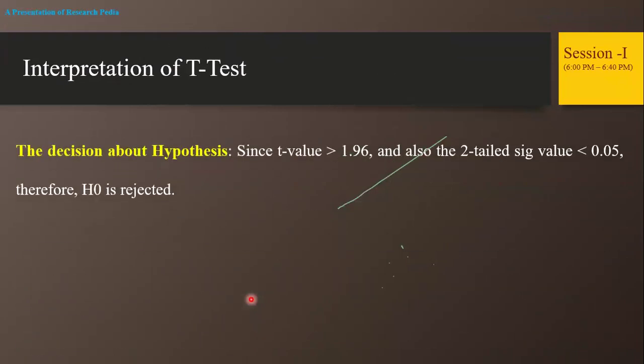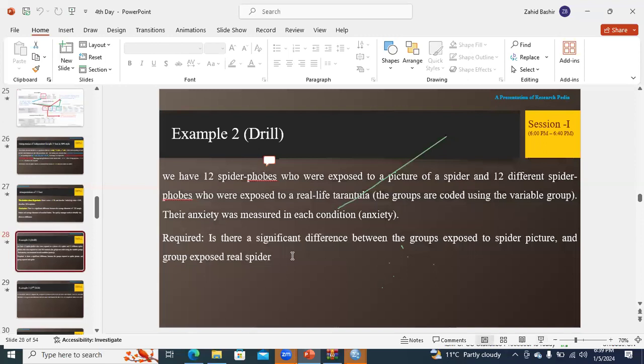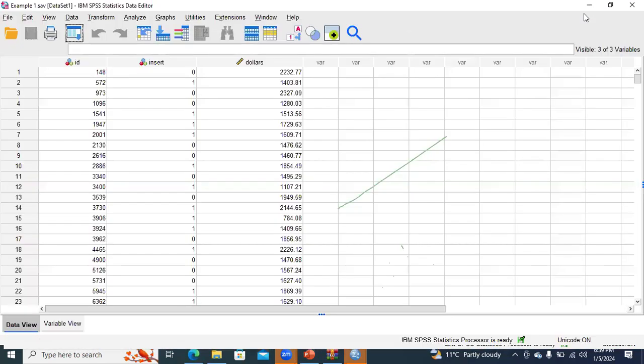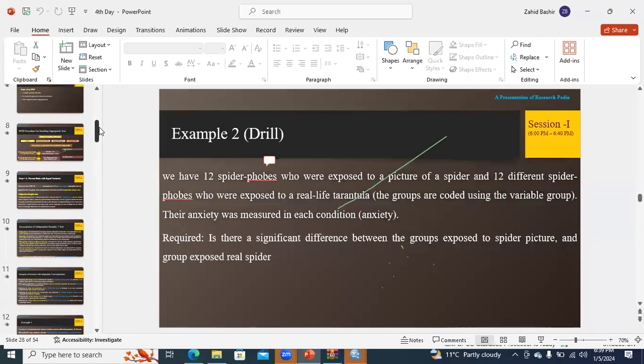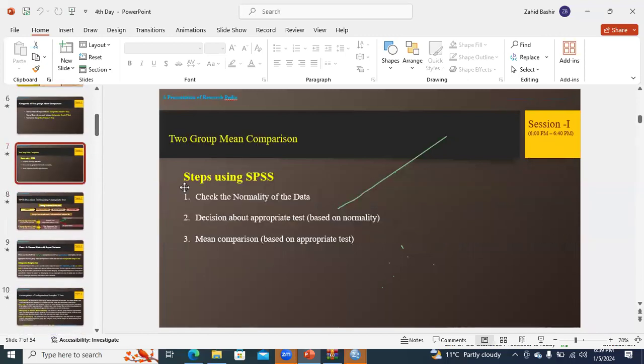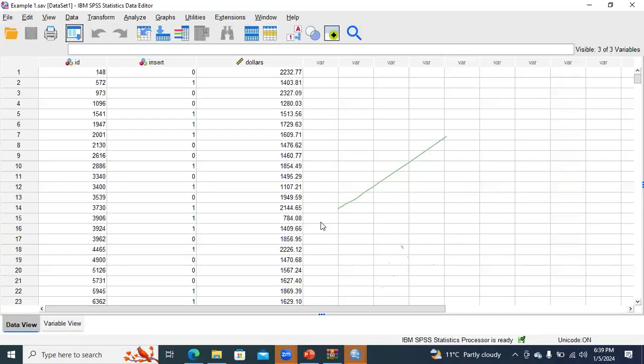Next we will consider the next example. But before that, I would like to do the whole procedure in front of you, how we will find out each and everything, and how we will conclude. First you need to understand the statistical procedure of a two group mean comparison. First you need to check the normality of the data, but remember one thing. If your number of observations is greater than 30, you don't need to check normality. But if your number of observations is less than 30, you need to check the normality.